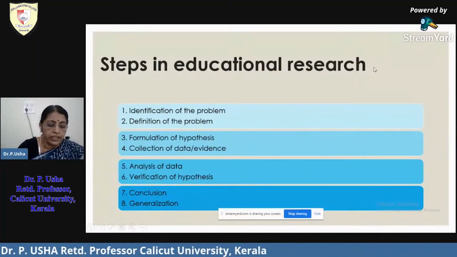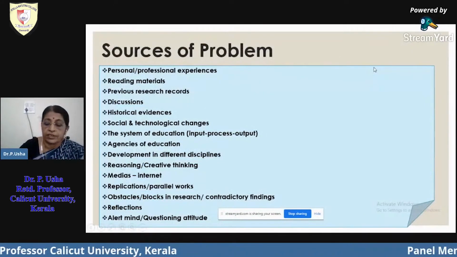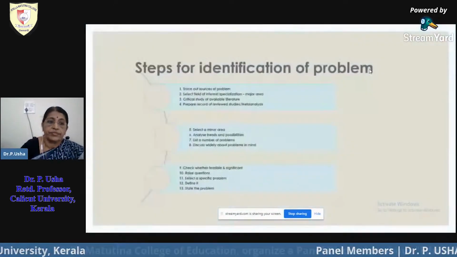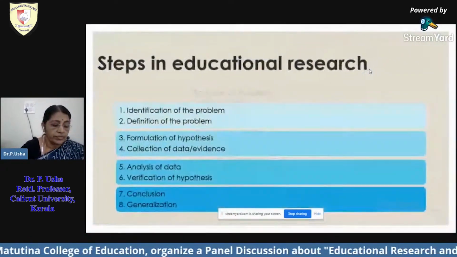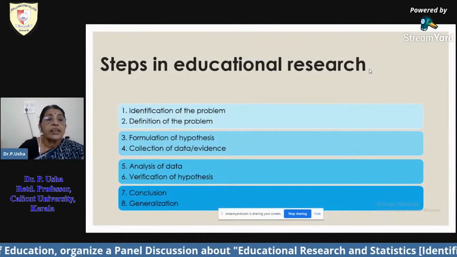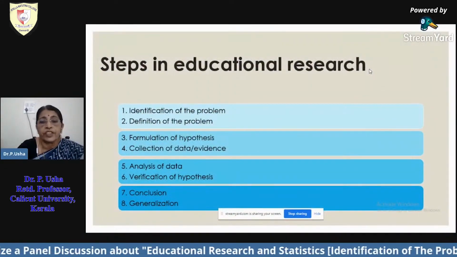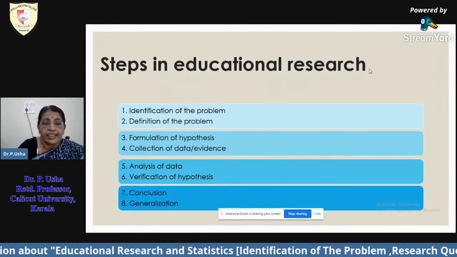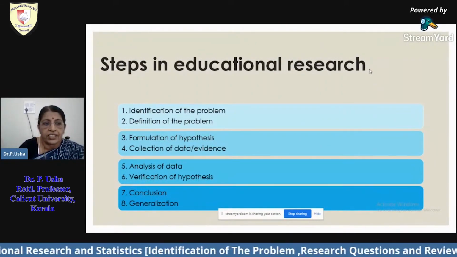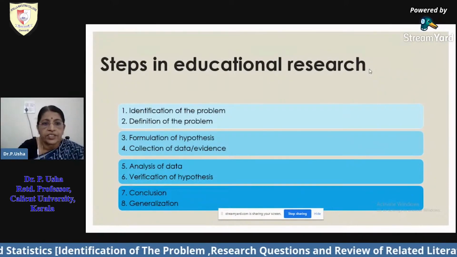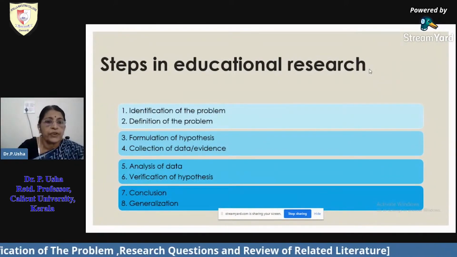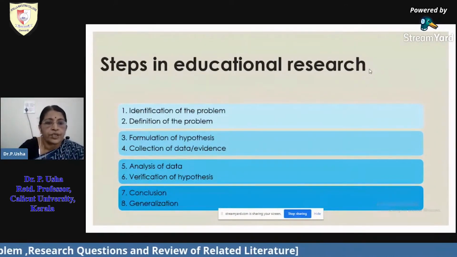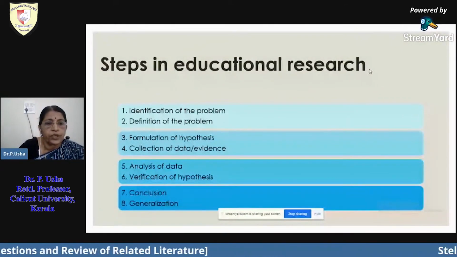Identification of the problem is the first step of educational research. Now let us see the different steps of educational research. Since we didn't get the initial part of educational research, let me start with the steps in educational research. So the first step is identification of the problem. That part I am going to do.